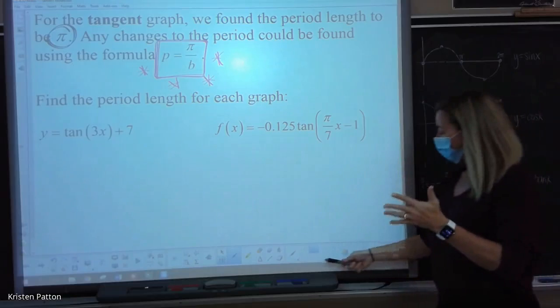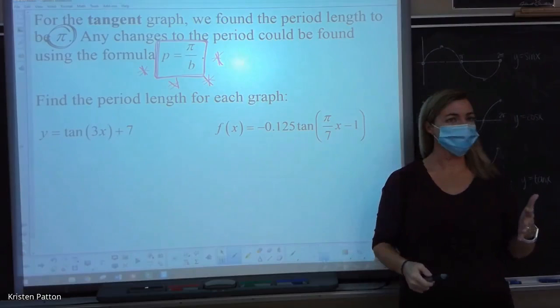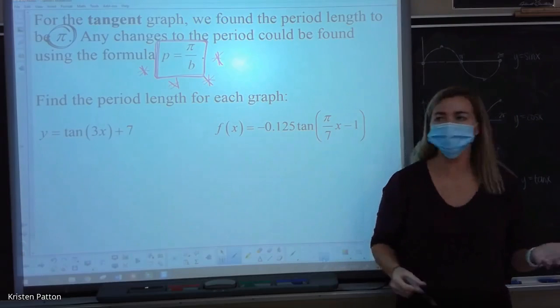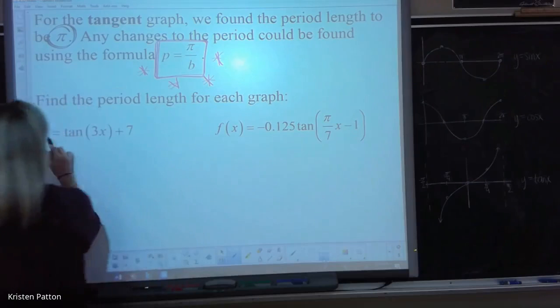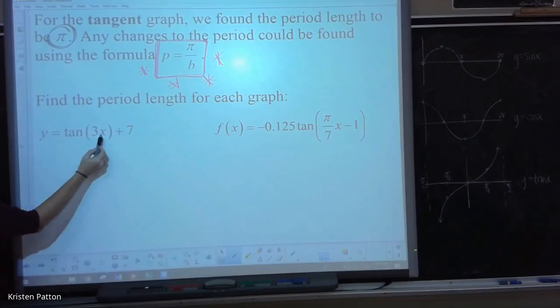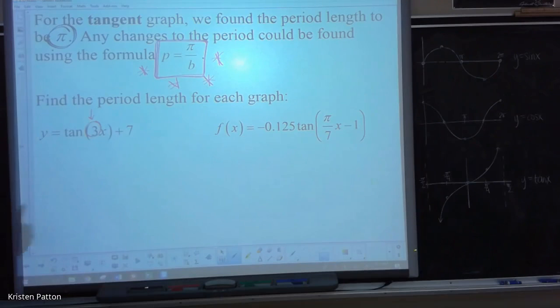So without graphing, it just says find the period length. It's just like what we were doing yesterday. We just have to pay attention to the function. So this is y equals the tangent of 3x plus 7. Remember, my b is still the same b as it was yesterday. It's still that horizontal stretch factor that's inside with the x. So my period is just pi divided by 3. That's the length of this graph.